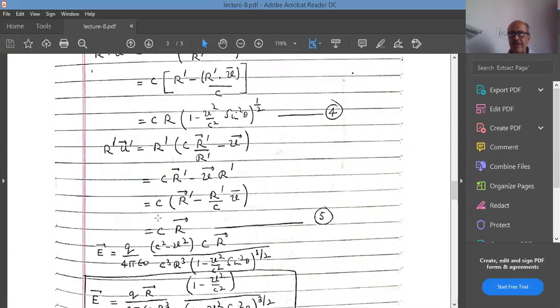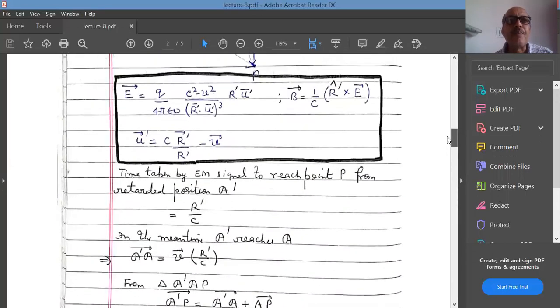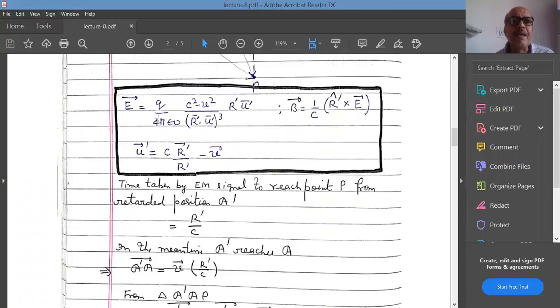So if you look at the expression again, we know the numerator from equation number 5 and the denominator from equation number 4, and we substitute them in the electric field expression. So q upon 4 pi epsilon 0 as it is, c square minus b square as it is. In place of r dash into u dash, I am writing c into r. You can see the expression once again here. This is the expression. So here you can see it is q upon epsilon 0, c square minus b square as it is. We have calculated r dash dot u dash, and similarly r dash dot u dash whole cube.